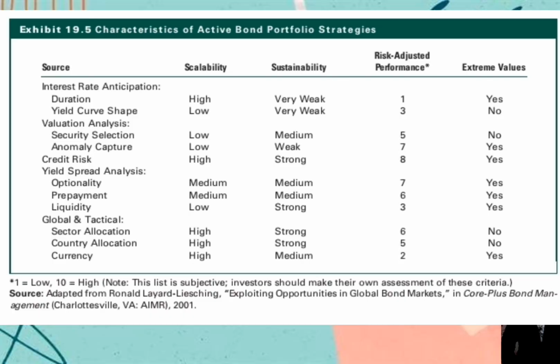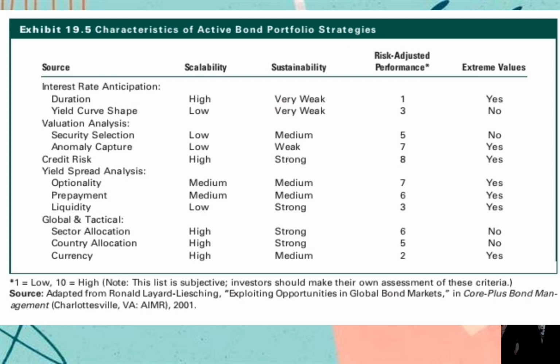So this table assesses various active bond portfolio strategies based on four criteria: the scalability, or ease of increasing portfolio size; sustainability, or long-term viability of the strategy; risk-adjusted performance, rated 1 to 10 with 10 being high; and the presence of extreme values, yes or no.